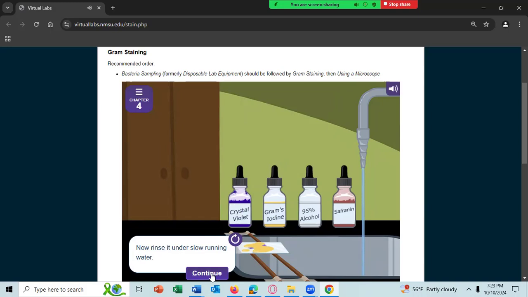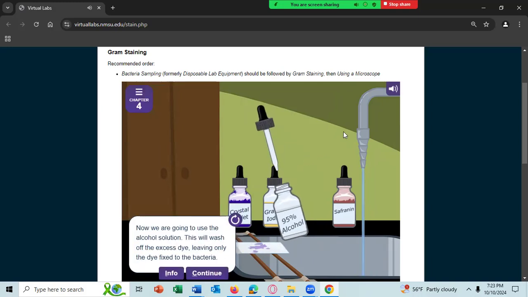Now, rinse it under slow running water. Okay, that's how you do this. Now we are going to use the alcohol solution in MicroLab. This will wash off the excess dye, leaving only the dye fixed to the bacteria.